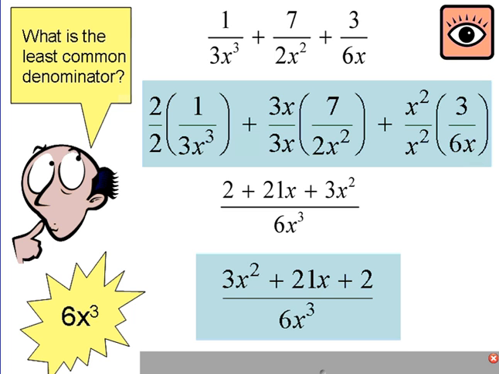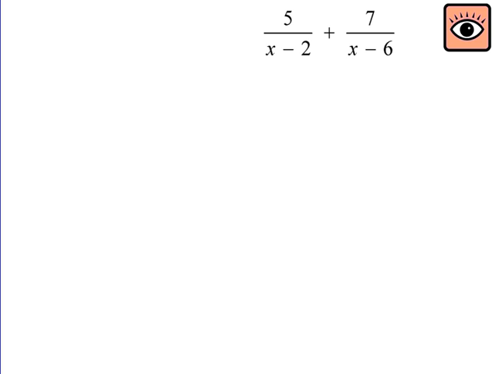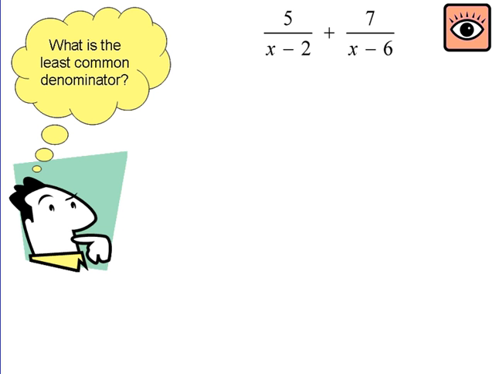Let's take a look at another problem here. Here we have binomials in our denominator, 5 divided by x minus 2 plus 7 divided by x minus 6. So we're going to think about the least common denominator. And this is similar to our first problem we looked at when we had denominators of 2 and 5. Neither of them went into the other. Well, the same thing is true here. We have binomials x minus 2 and x minus 6. They're prime. They do not go into each other.